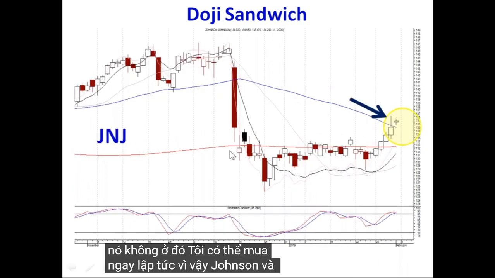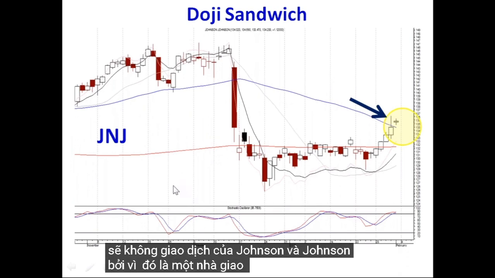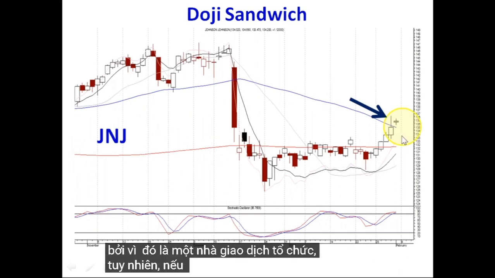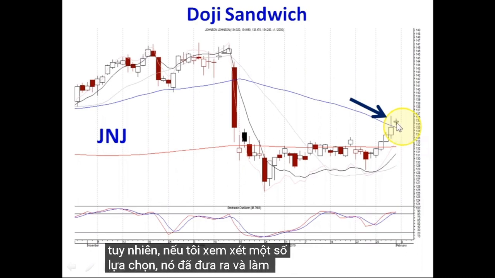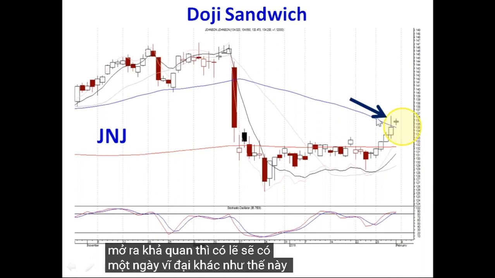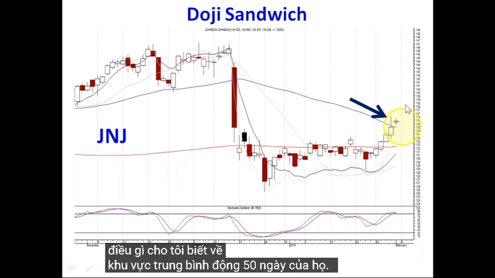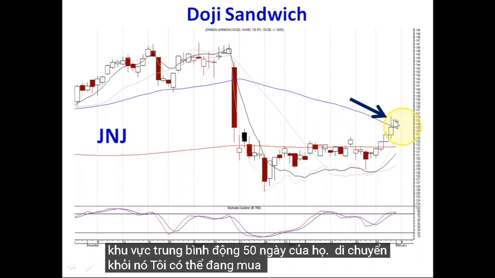So Johnson & Johnson, I wouldn't trade Johnson & Johnson because it's such an institutional trader. However, if I'm going to look at some options, it came up and did a doji. If it opens positive, it's probably going to have another magnitude day like this. And what's that tell me about the 50-day moving average area? They're moving away from it. I can be buying maybe a call spread.